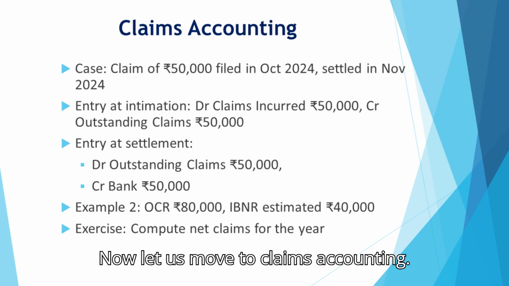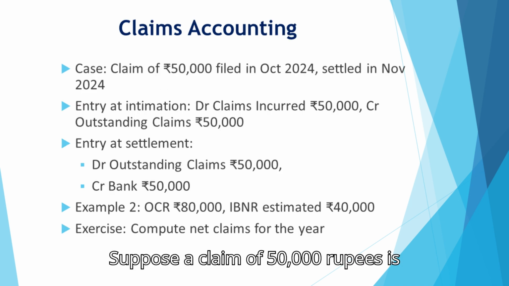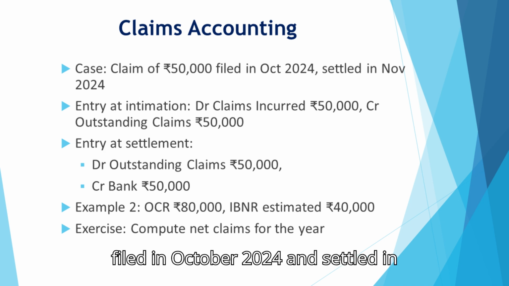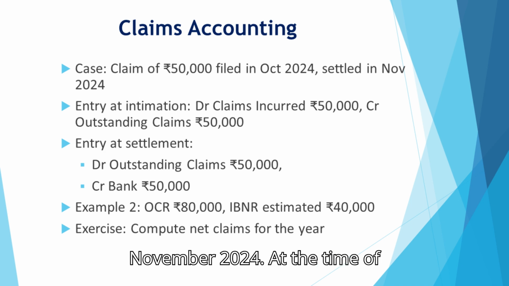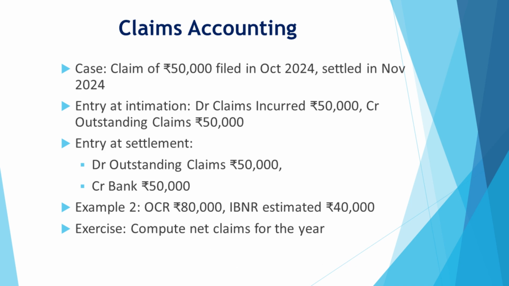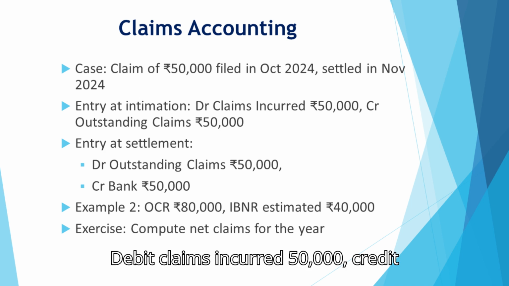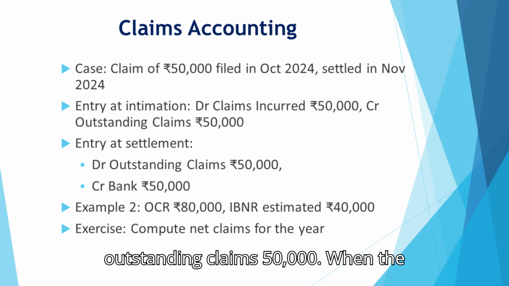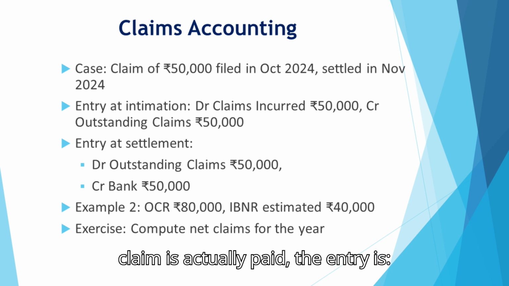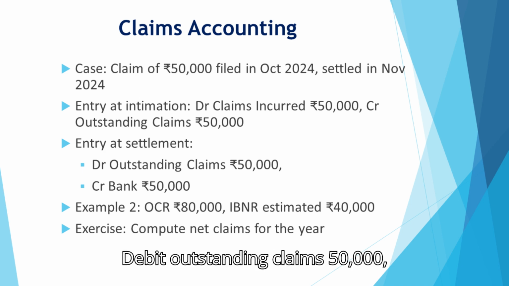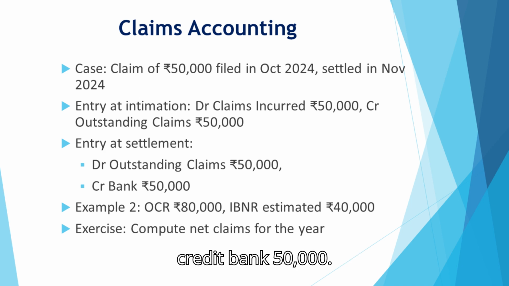Now let us move to claims accounting. Suppose a claim of 50,000 rupees is filed in October 2024 and settled in November 2024. At the time of claim intimation, we pass the entry: debit claims incurred 50,000, credit outstanding claims 50,000. When the claim is actually paid, the entry is debit outstanding claims 50,000, credit bank 50,000.